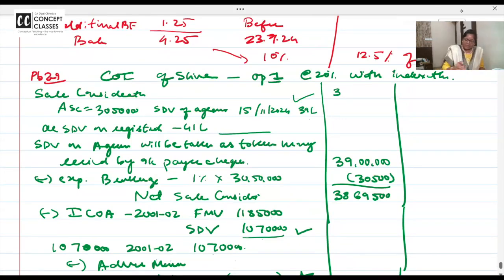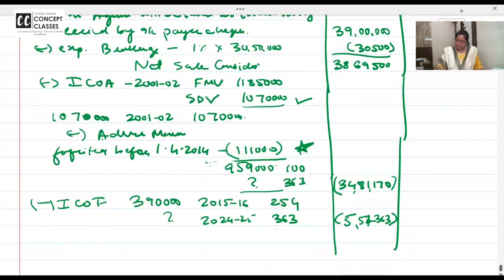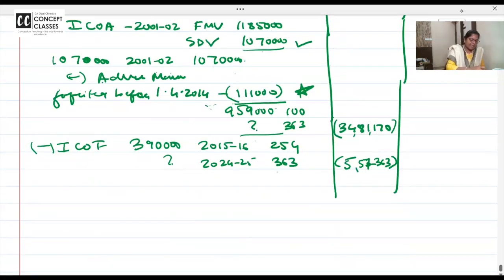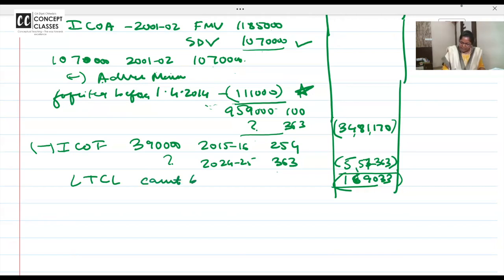38,69,500 is the net sale consideration after brokerage, minus 34,81,170, minus 557,360. So there's a loss. Loss is coming. 169,033. It's a loss. Long-term capital loss cannot be carried forward.